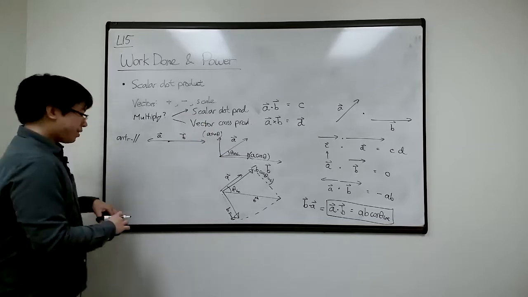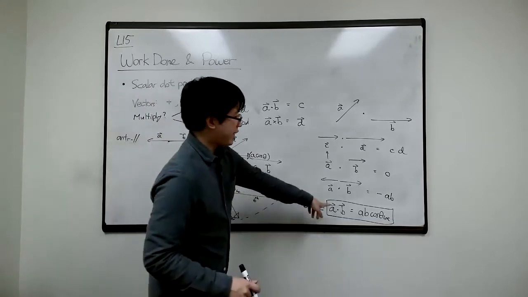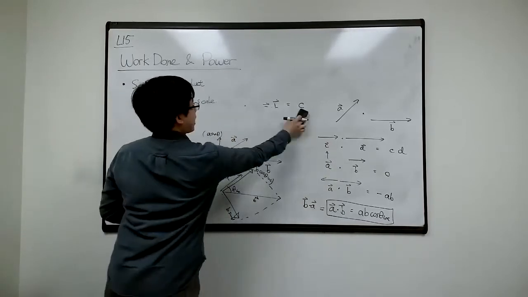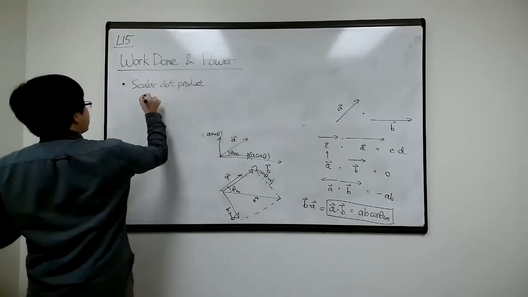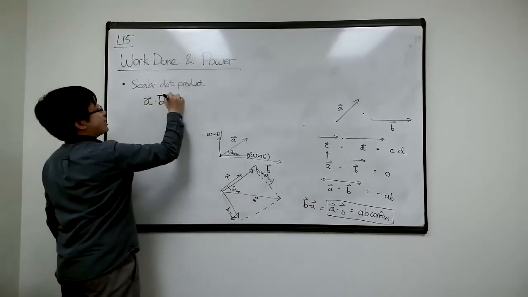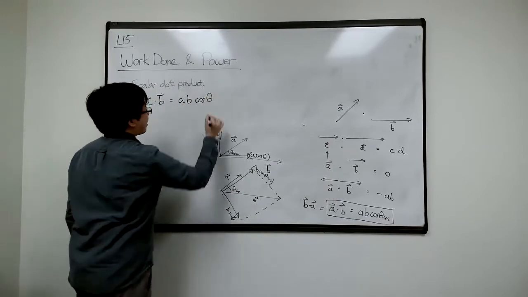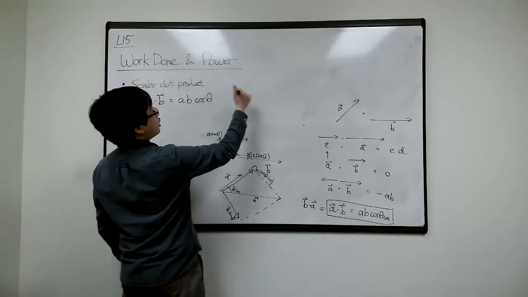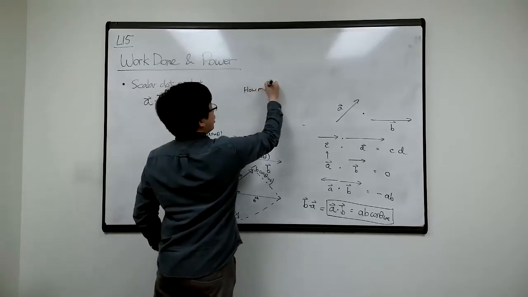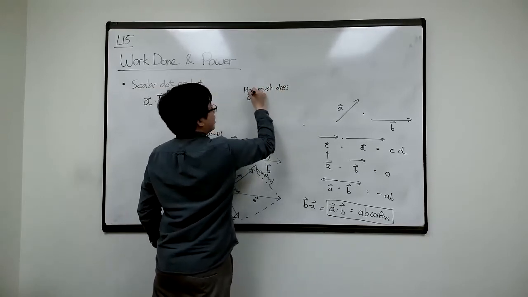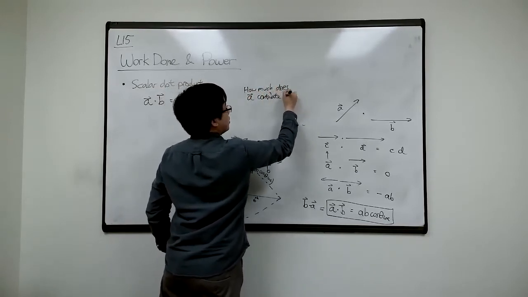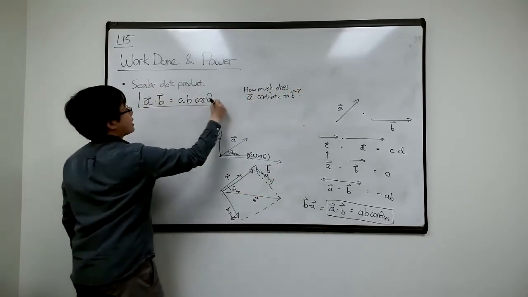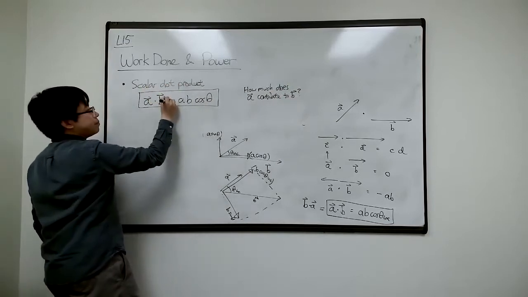So if I look at this definition, what are the things you need to remember? The thing you need to remember is the dot product is defined as AB cosine theta. I tried to give some motivation, and it basically asks the question: what this number gives you is how much does A contribute to B, or how much does B contribute to A? It's the same thing. So this is the definition of A dot B.